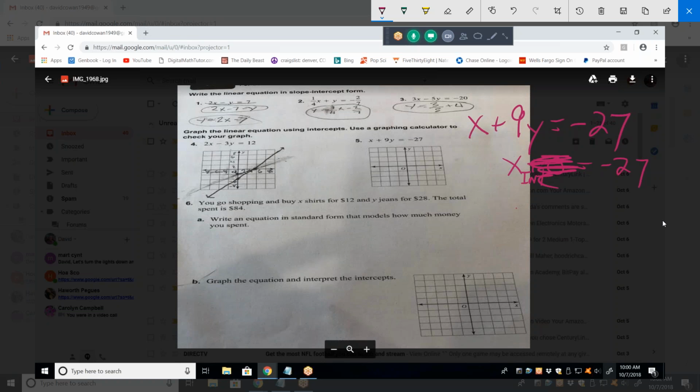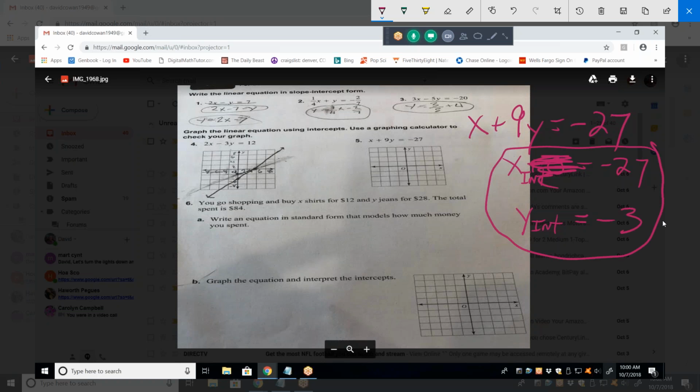Now, what's the y-intercept? Well, you get rid of x, which is 0, and then 9y equals negative 27. So you divide, and that would equal negative 3. Fine, you did that perfect. Okay, now there's your 2 intercepts.